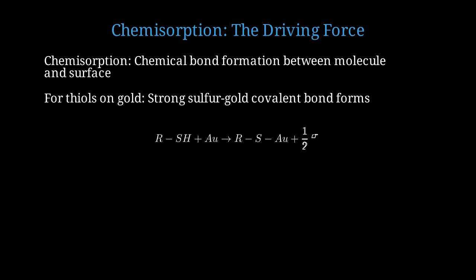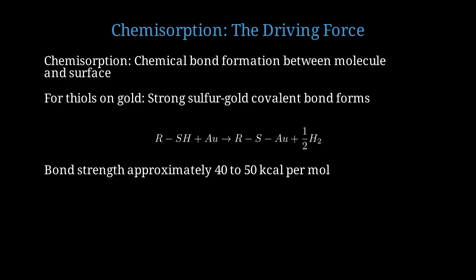The chemical reaction is RSH plus gold yields RS-gold plus 1/2 H2. The thiol loses its hydrogen, and the sulfur bonds directly to the gold surface. This bond strength is what makes these monolayers so robust and stable under ambient conditions.